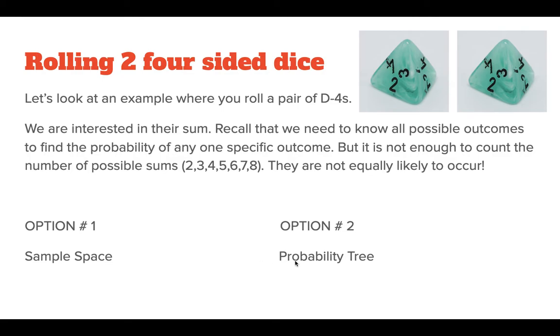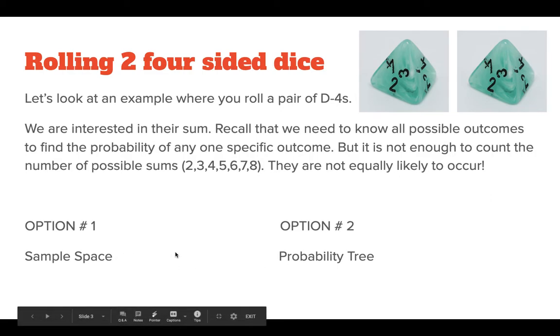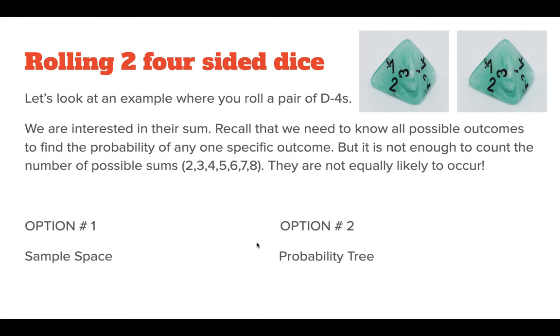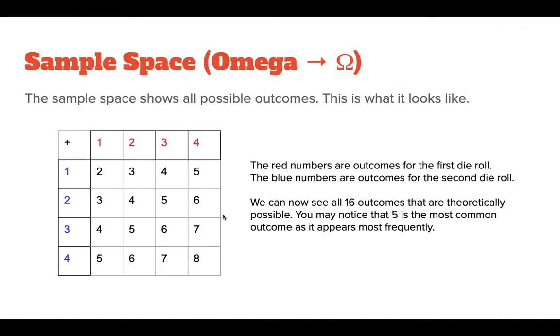So there's 2 different ways that we do probability, and I'm going to show you both of them. My favorite is the sample space, especially for the type of thing we're doing right now. And then the other option is probability tree, which you'll see a little bit later on. But the sample space, the reason I like it is because, first of all, it's visual. And second of all, it shows me all the possible outcomes.